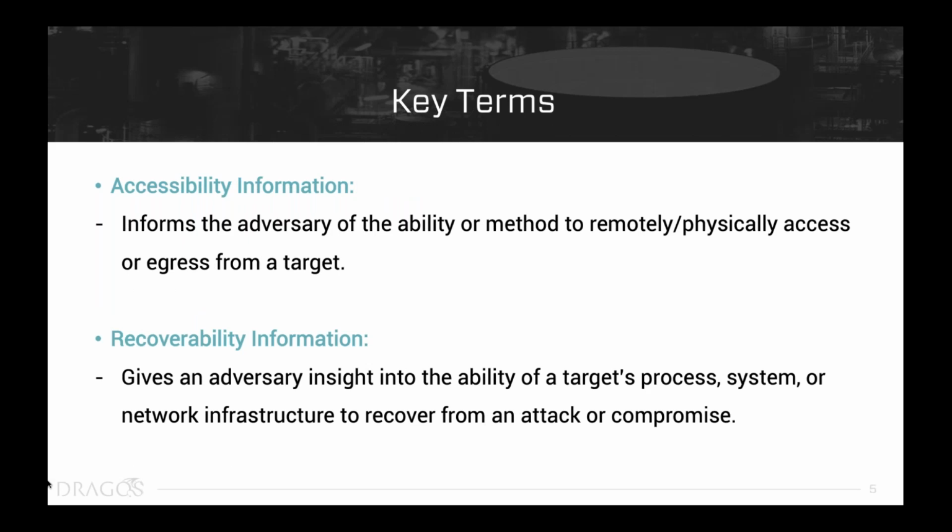Accessibility information informs the adversary of the ability or method to remotely or physically access or egress from a target. This could be, for instance, exposed RDP on the network that allows for initial access. But physical access is important here too, because when we're talking about industrial control systems, you have very sensitive things at plants, safety equipment, things like that, and operators or potential threats being able to physically access these targets. Recoverability information gives an adversary insight into the ability of a target's process, system, or network infrastructure to recover from an attack or compromise.